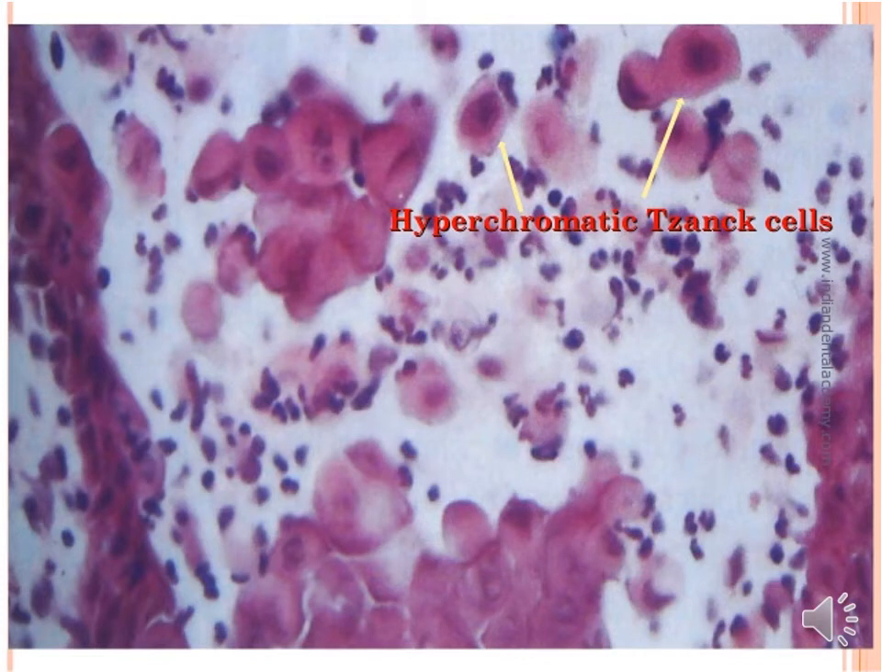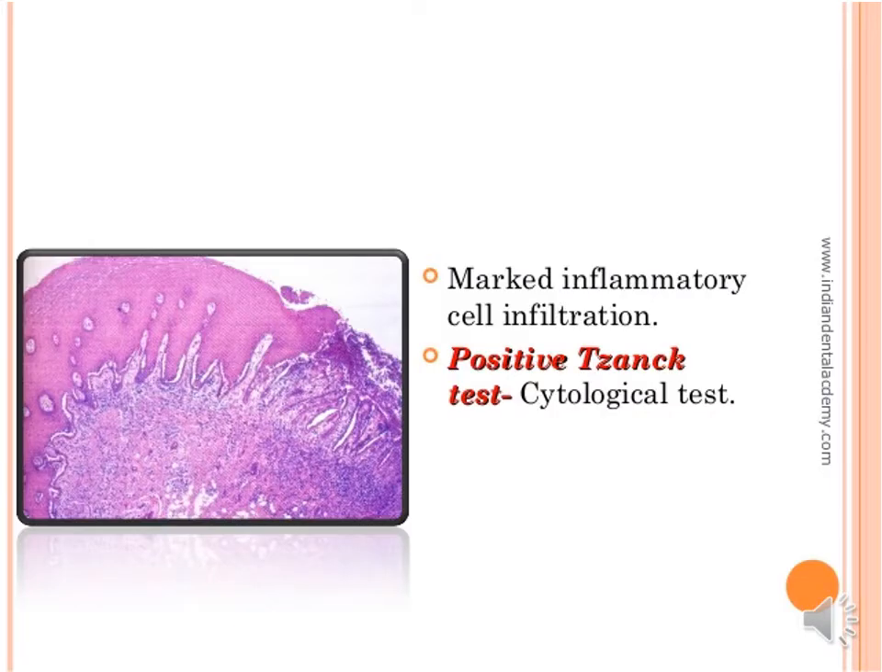We can see hyperchromatic Tzanck cells in the histopathology of pemphigus vegetans. There is marked inflammatory cell infiltration. A positive Tzanck cell cytological test is for diagnosis of pemphigus vegetans. When we do the cytological test, we can see the positive Tzanck test.